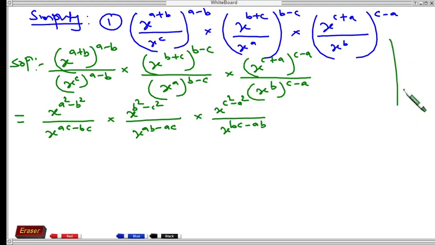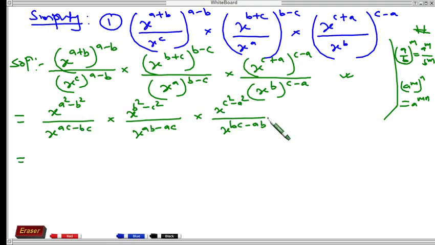Here two rules we have applied. Let me remind you. (a/b) to the power m equals a to the power m by b to the power m in this step, and here we have applied (a to the power m) to the power n equals a to the power mn. So we did this.